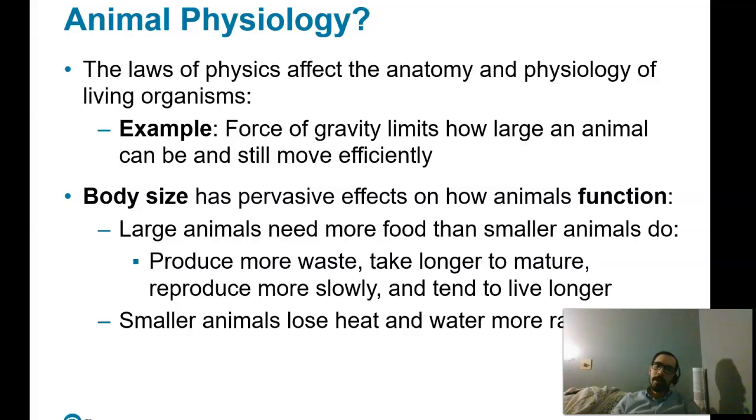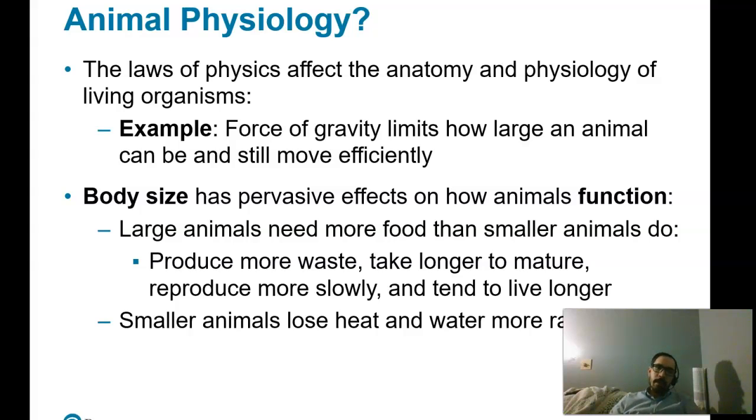Large animals need more food than smaller animals do, obviously, right? And that means they produce more waste. They can also take longer to mature. So again, comparing something like an elephant or even a human to a mouse or a rabbit, those smaller animals reproduce a lot more rapidly. But they also tend to have shorter lifespans, and animals that take longer to mature live longer lifespans.